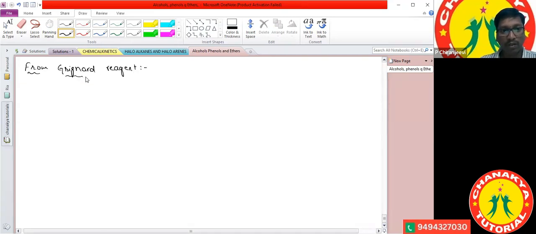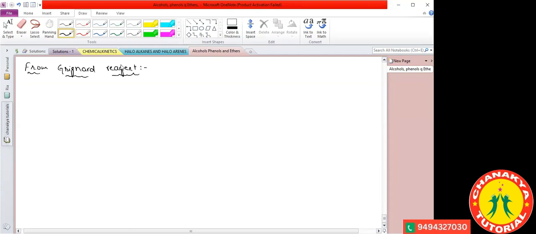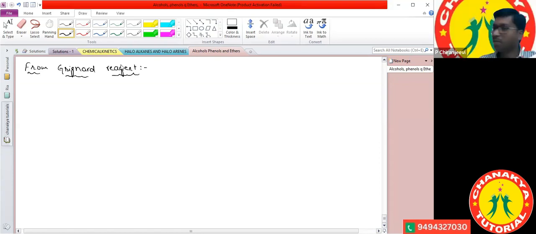So what is the Grignard reagent, Ritu? Sir, is it an organomagnesium compound? Yes, an organometallic compound, which we can represent as RMgX. RMgX is called a Grignard reagent. In this, R is either an alkyl group or an aryl group.